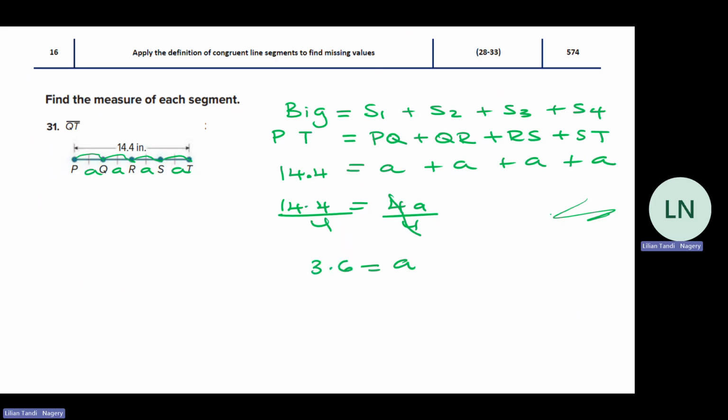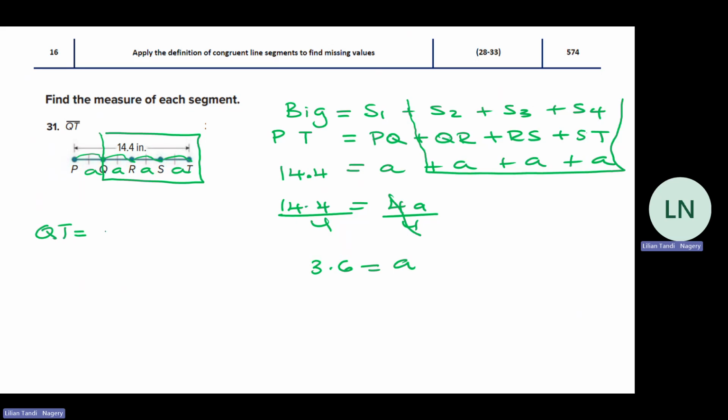Okay, but the question told me it wants from Q to T. Q to T is from here to here. Q to T. See? Q to T. So that means one small part will be missing from the big part. So I can do QT equals to big minus small one.